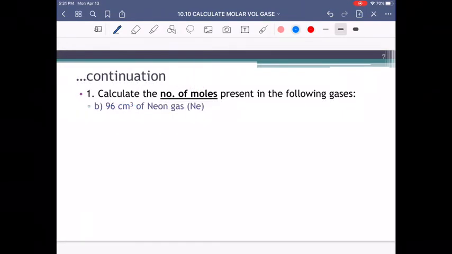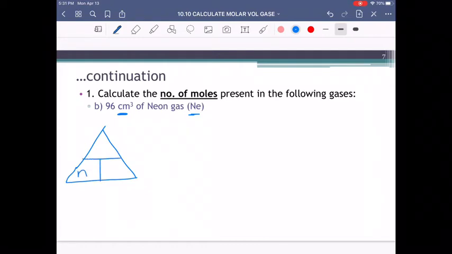Alright, next question, part B. You have 96 cm³ of neon gas. Neon is monoatomic, so it's just Ne. Let's check the units. First step, see the unit given. Here you have cm³. So get the triangle. Since it is cm³, you have to use the one with 24,000 cm³ per mole. Here is the volume. Volume has to be in cm³.